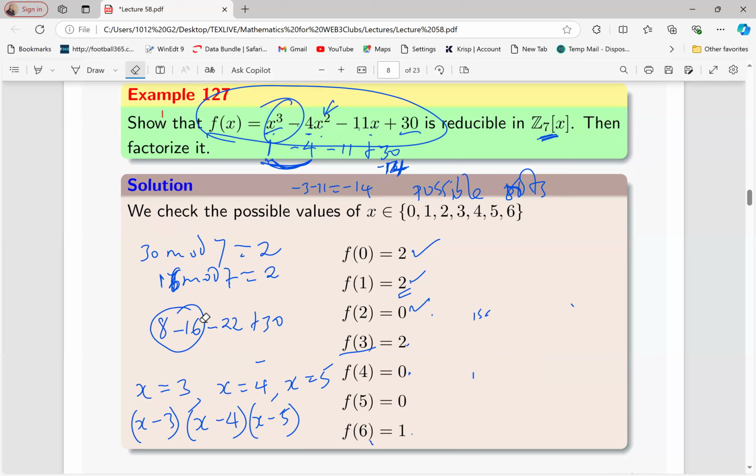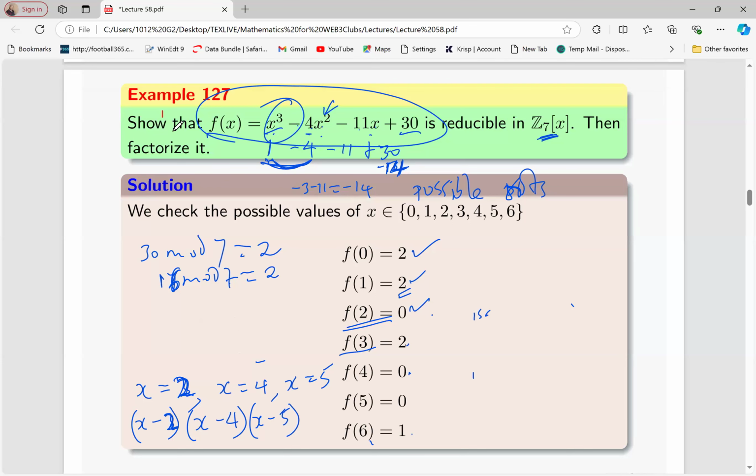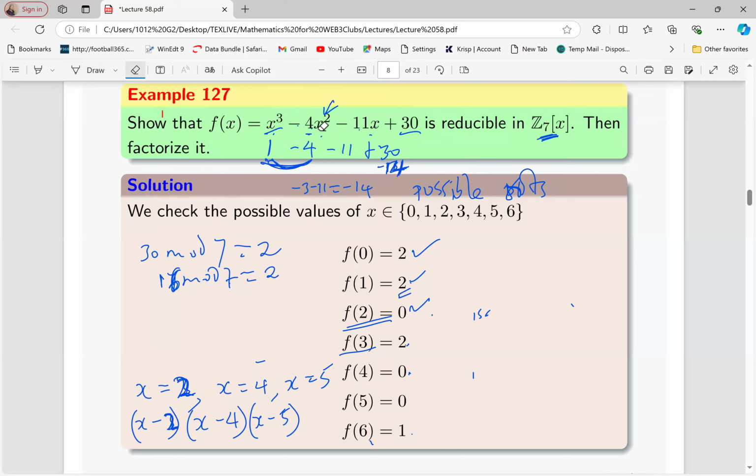Is it 3 or 2? x minus 2. Oh, yes, thank you. It was a 2 here. So x was 2. So that is what we have for that. So we factorize this polynomial.